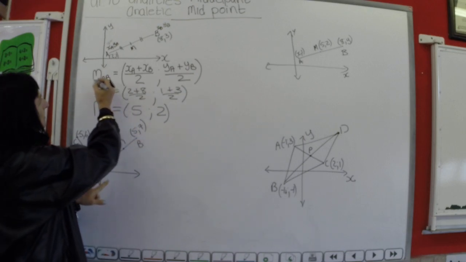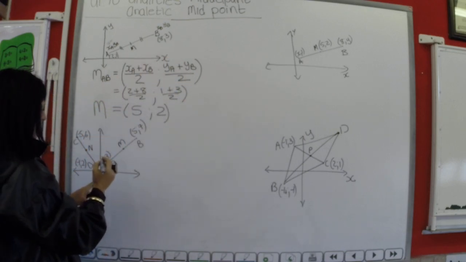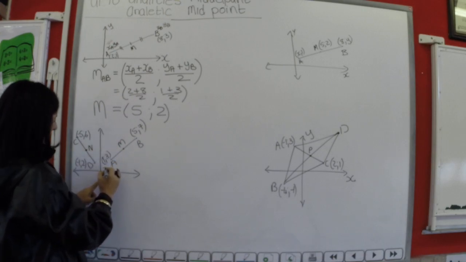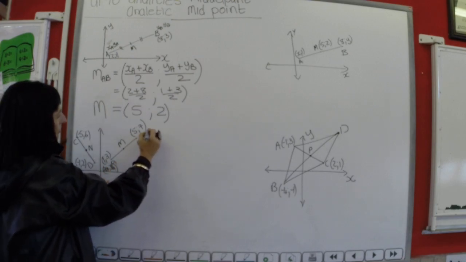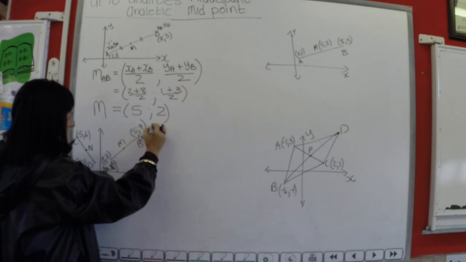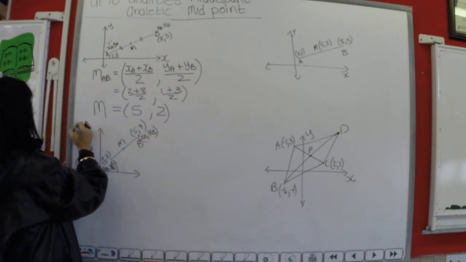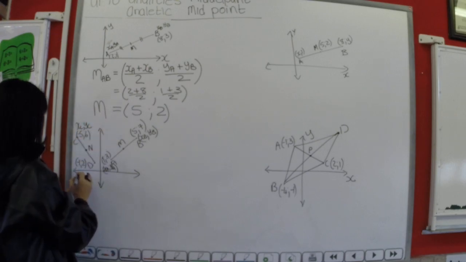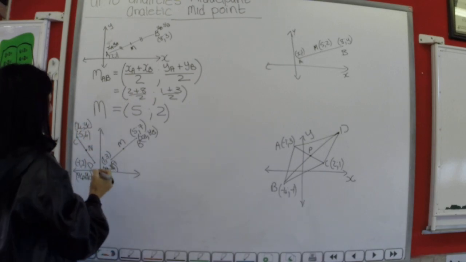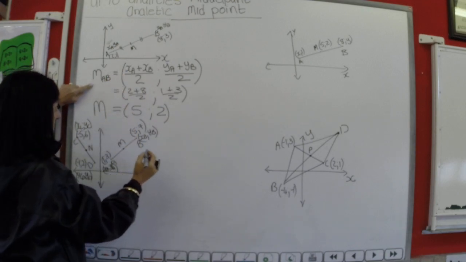Ons gaan dieselfde doen, dieselfde vergelyking vir AB, so ons gaan nou net weer sê, tik vir XA, kommapunt, YA. Ek het vir XB, kommapunt, YB. I've got XC, semicolon, YC, XD, YD. Good. Now it's very easy. Simply to substitute. So ons gaan dieselfde formule gebruik daar.